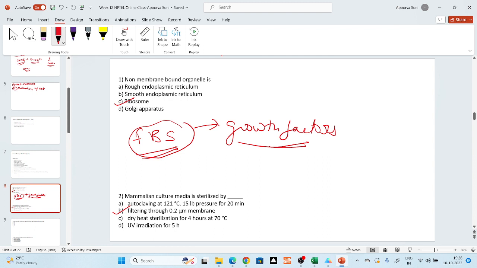In a liquid form media, you have to do nothing. It is already in liquid form. You don't have to mix anything. You just have to add FBS, and then add some antibiotics, whatever antibiotics you want to add, and then you have to filter it.